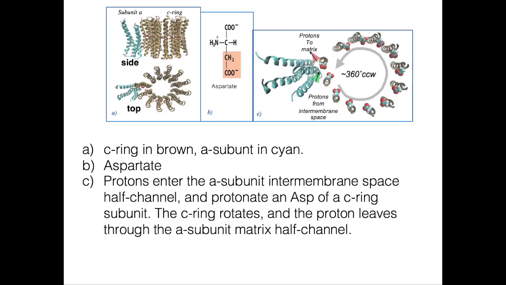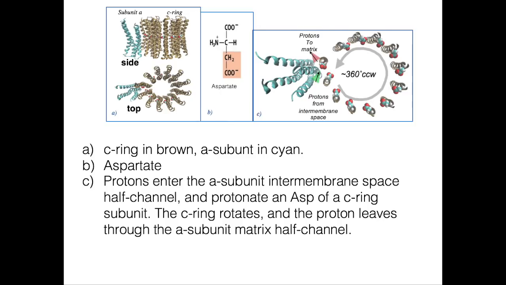In panel B, we see the amino acid aspartate, and this is the conjugate base of aspartic acid. The R group of aspartate can be protonated to form aspartic acid, and this is how protons get from one place to the other. They come in through the intermembrane half channel, they protonate aspartate to make aspartic acid, then the ring rotates and drops off the proton at the other half channel so that the amino acid becomes aspartate again, and the proton leaves to enter the matrix.